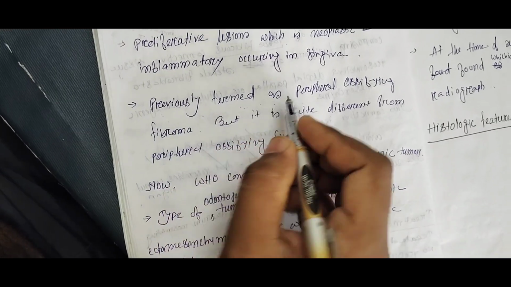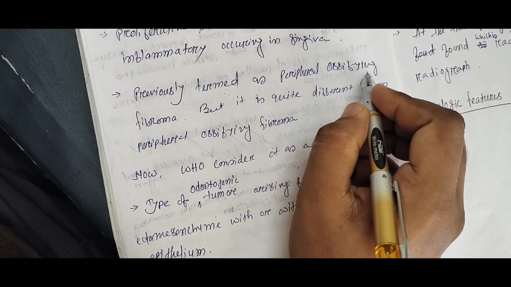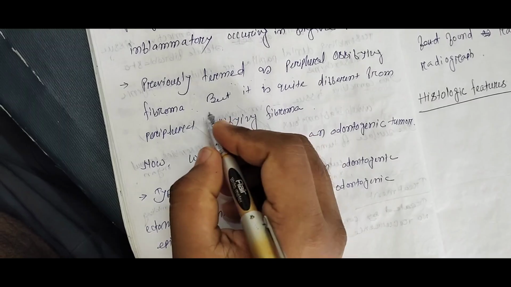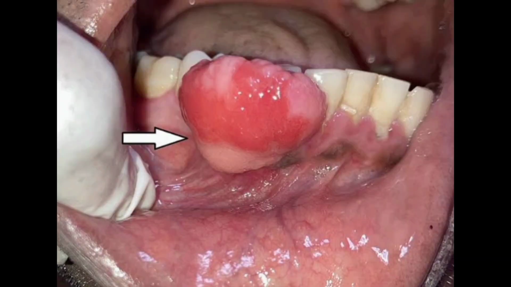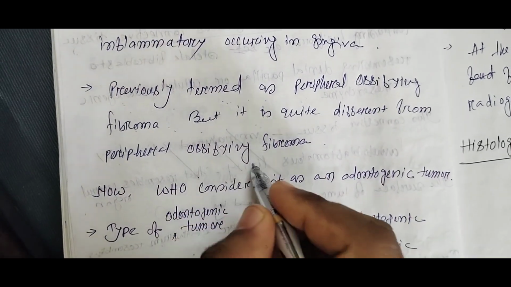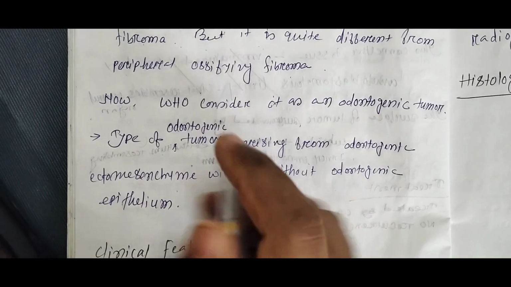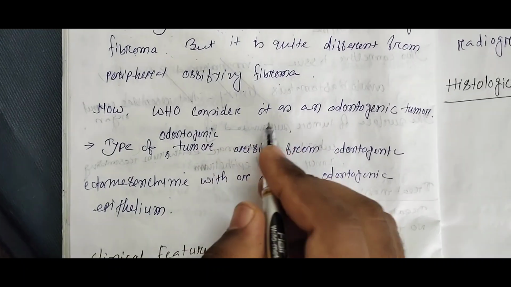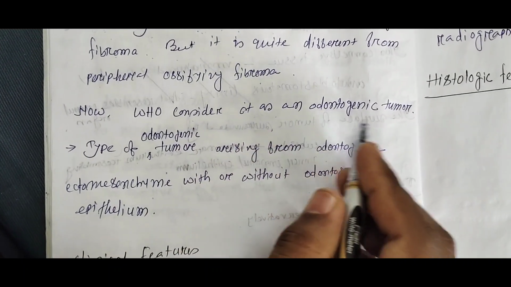Previously it was termed as peripheral ossifying fibroma. This is the peripheral ossifying fibroma. It is quite different from peripheral ossifying fibroma. Now, who consider it as an odontogenic tumor?